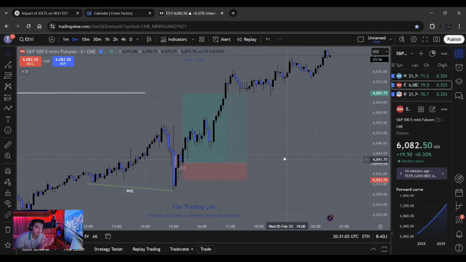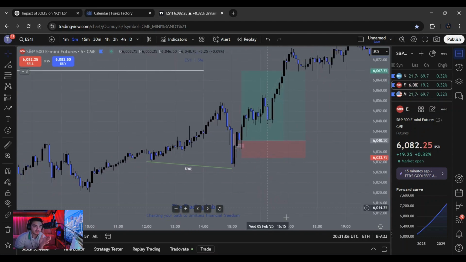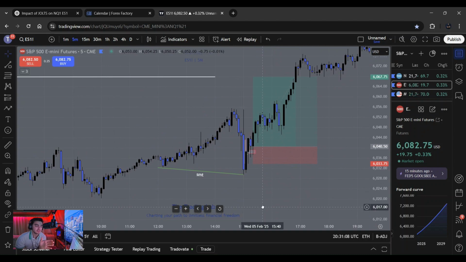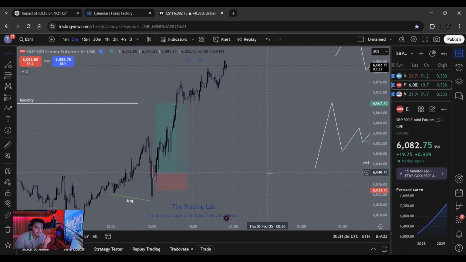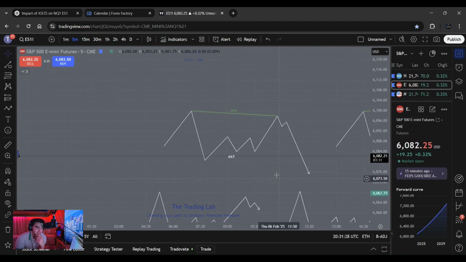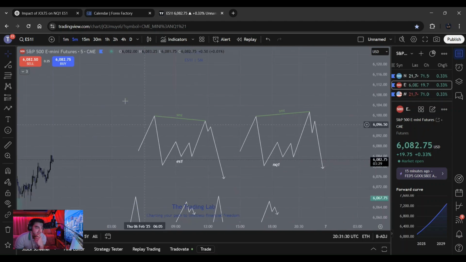I'll go over it one last time. We want to see uncorrelated price action. So we want to see one of the pairs making, we'll use a bullish example for this, a new low while the other is still making higher highs. For a bearish example, we want to see this here. We want to see one of the pairs making lower highs while the other makes higher highs.